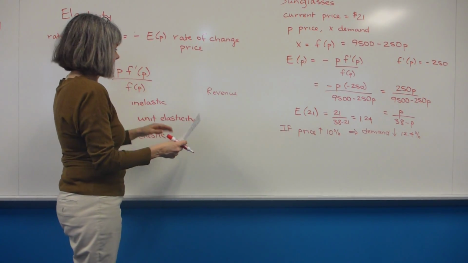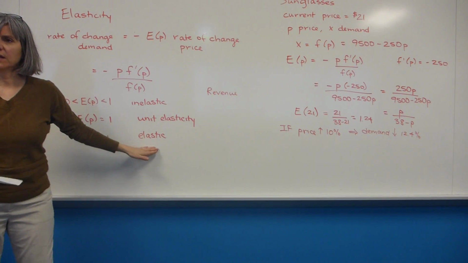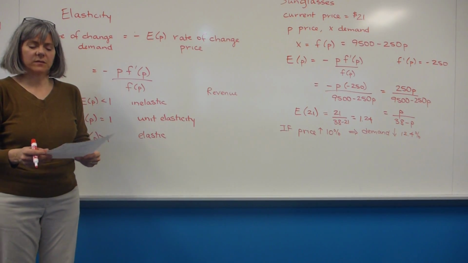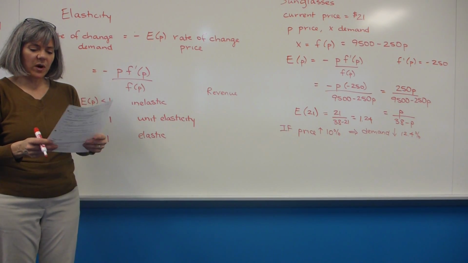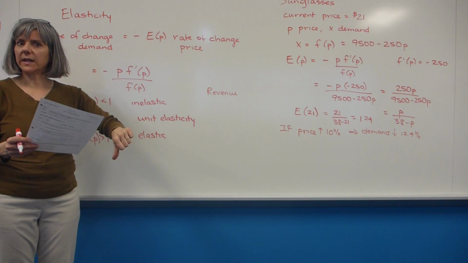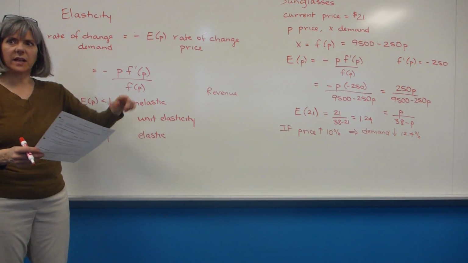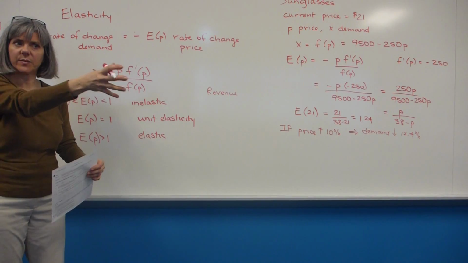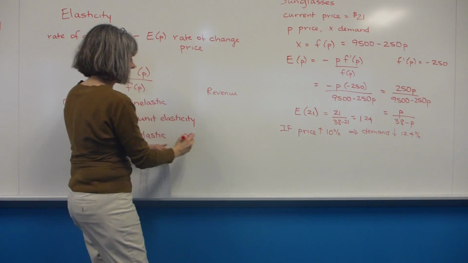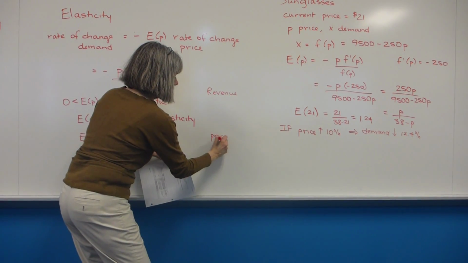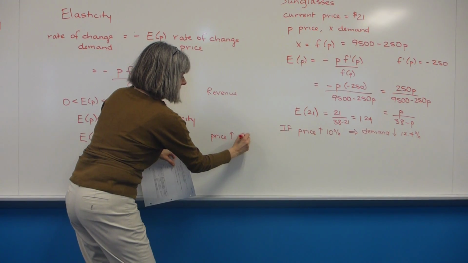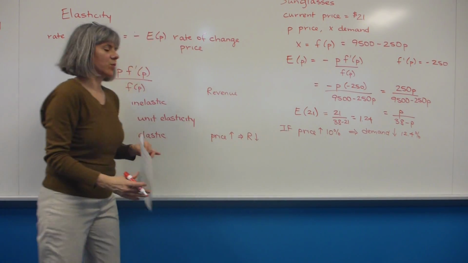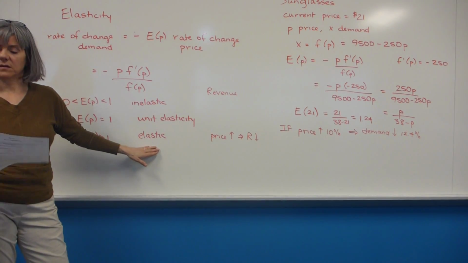All right, so here's revenue. When it's elastic, then it's what we think. When the price goes up, the revenue goes down. That's what elastic means, right? They go in opposite directions. You pull the rubber band, it snaps back. So I think of them as being opposite. So here, if price goes up, then revenue goes down. That's what elastic means.